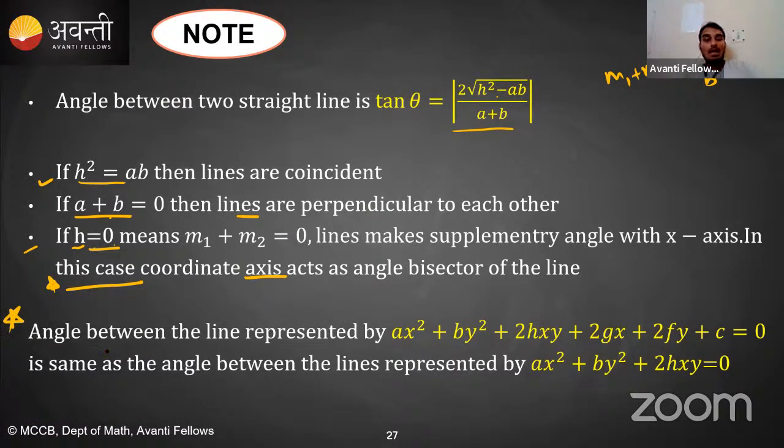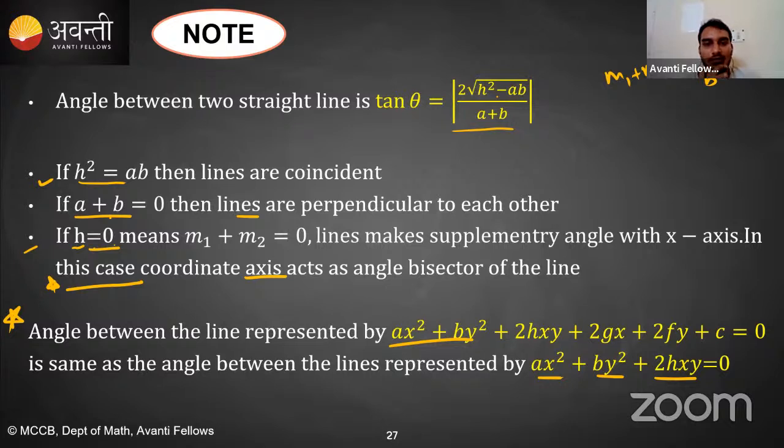One more important point that everybody should note here, students, is this. The angle between the lines represented by ax square plus by square plus 2hxy plus 2gx plus 2fy plus c equal to 0 is the same as the angle between the lines represented by ax square plus by square plus 2hxy equal to 0. Clear? Let's say you are given a general equation of degree 2 and we have already found that delta is 0. It means that the general equation of degree 2 is nothing but the equation of two lines.